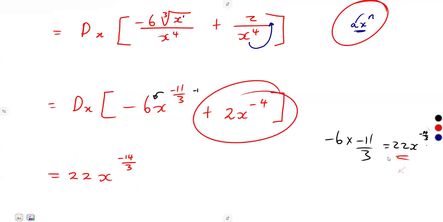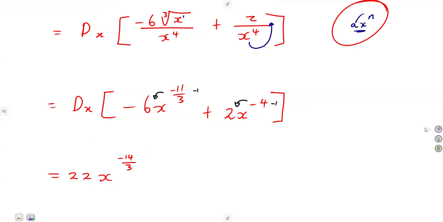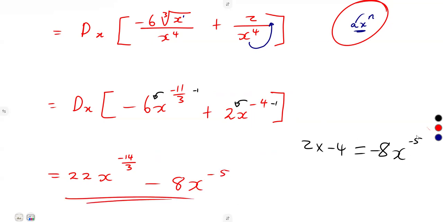Then we move on to the second part. Again, the same concept. You're going to drop the power, subtract 1. So if we do this, it's plus 2 times minus 4, our power. That's going to be minus 8. But here we're going to subtract 1 from our power. Minus 1, minus 4 is minus 5. So that was going to give us minus 8x to the exponent of minus 5, like this.